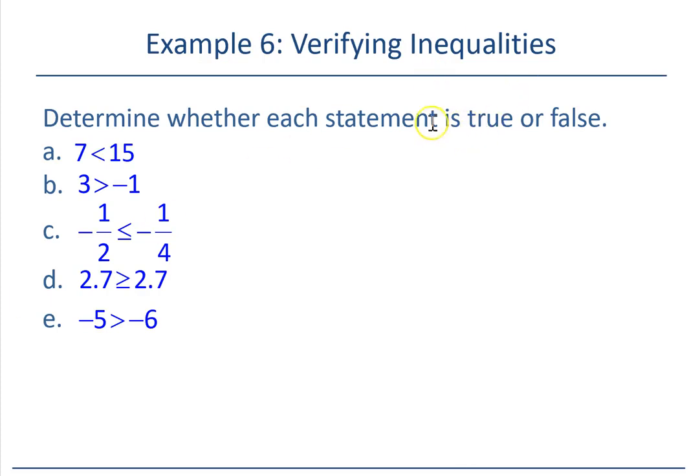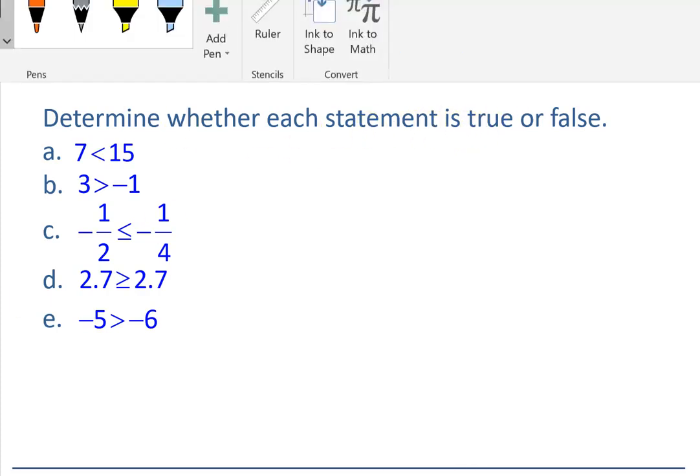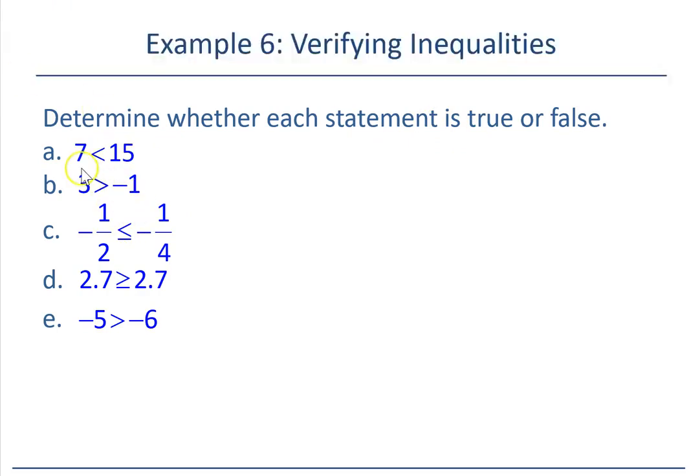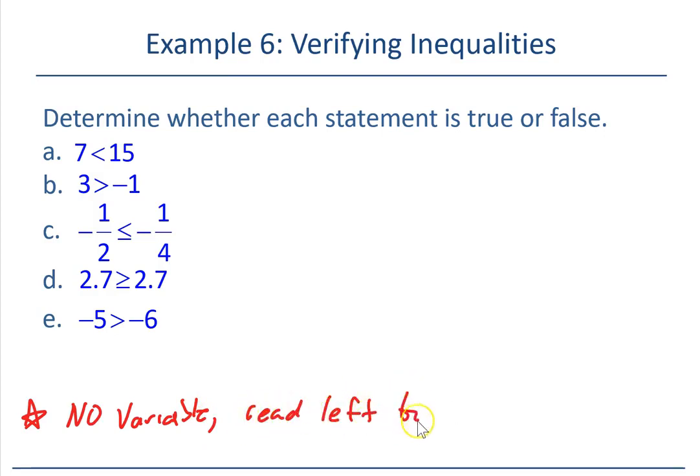Determine whether each statement is true or false. Okay, we're just going to write a T or an F here. Okay, we're going to read left to right. Notice we don't have variables. So I'll put it down here: no variables. Read left to right, just like you normally would. Okay, so I have 7 less than 15. Yeah, that is true. 7 is less than 15, so that's true. Let's go and put that down. True.